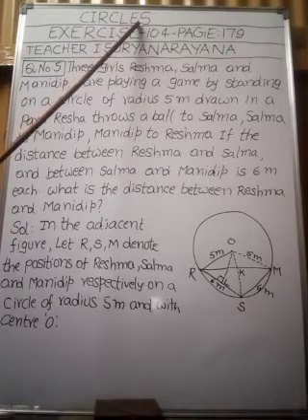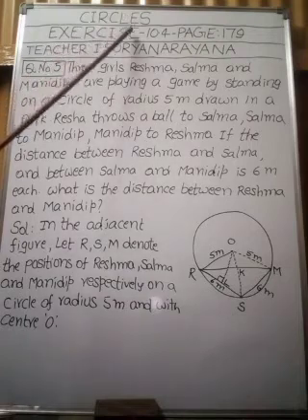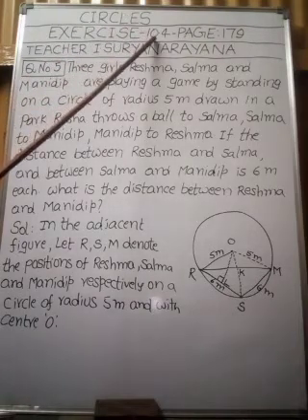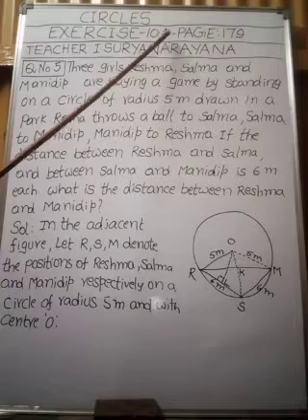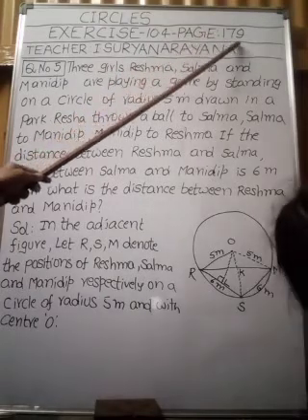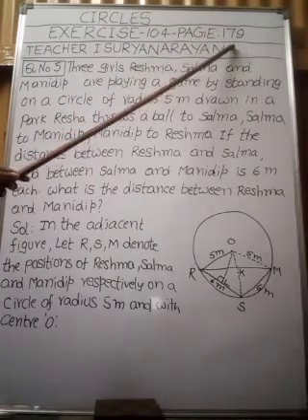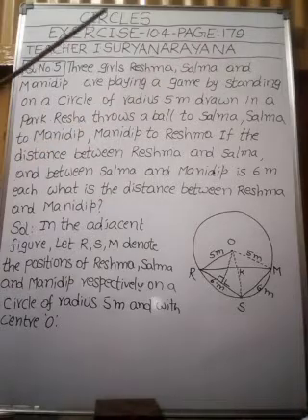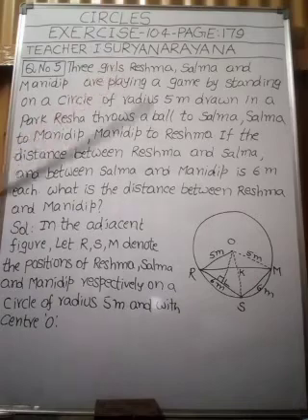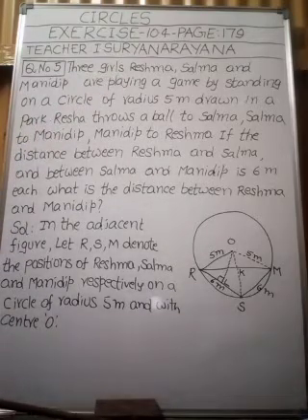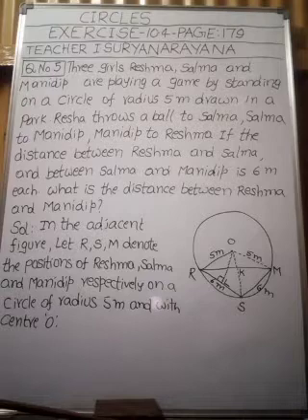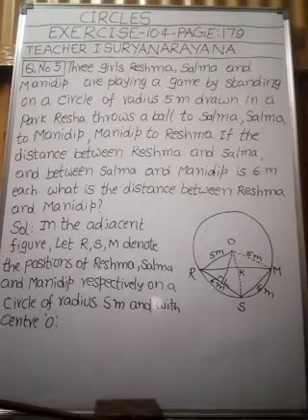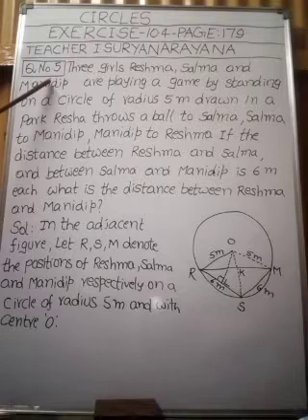In this chapter, we are going to discuss the problems in exercise 10.4, page number 179 in the textbook. In this exercise, we have completed 4 questions so far. I hope you have understood well. I hope you have learnt well. Haven't you, my dear children? Right. Now come to question number 5.